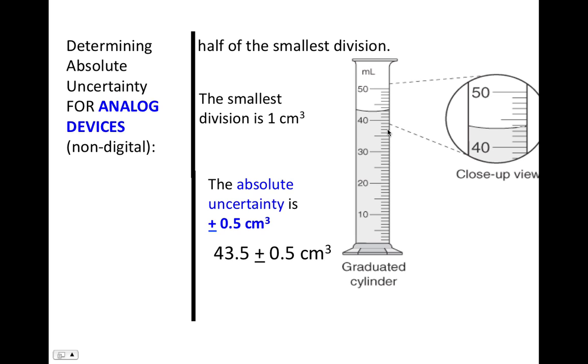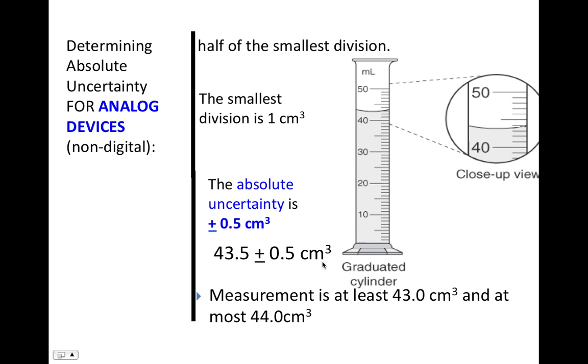So at 43.5, it looks like, plus or minus 0.5 centimeters cubed, this means that the measurement is at least 43 centimeters cubed and at most 44 centimeters cubed. Okay, so this is just allowing for a little bit of error in your measurement, letting everyone else know that the actual measurement could be somewhere in that range.